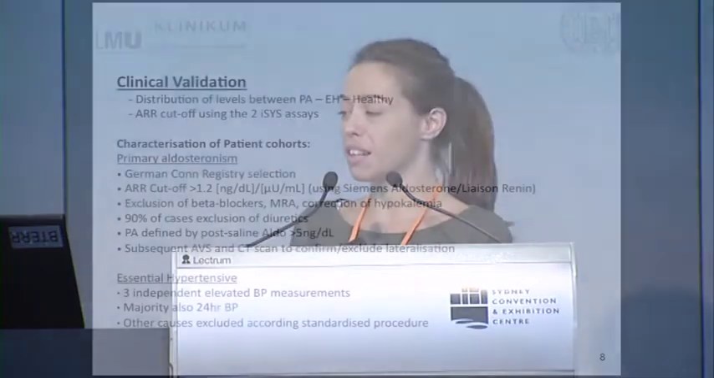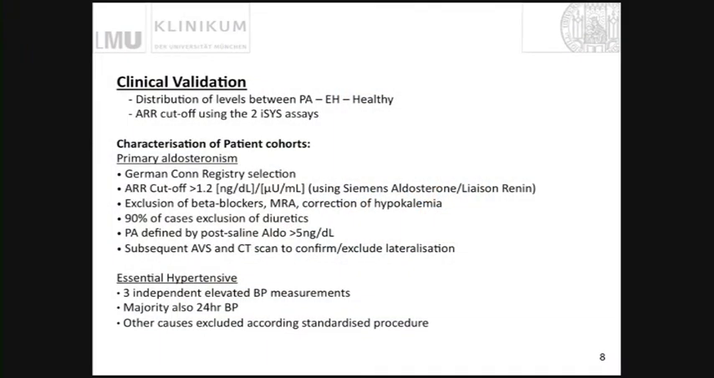So it's important to realize that this 1.2 is a ratio which can only be used if you're using aldosterone in nanograms per deciliter and renin in microunits per ml.